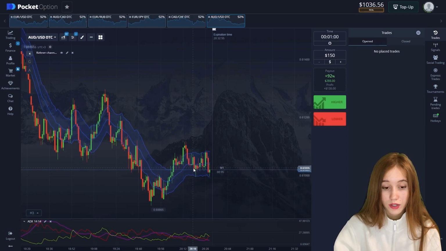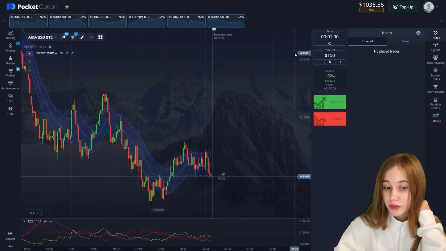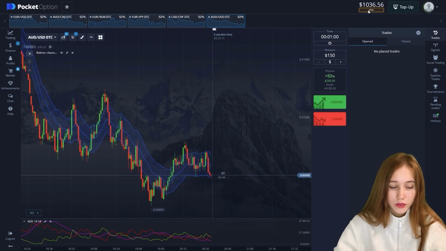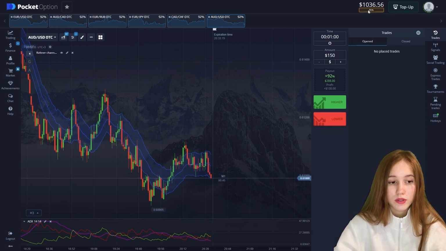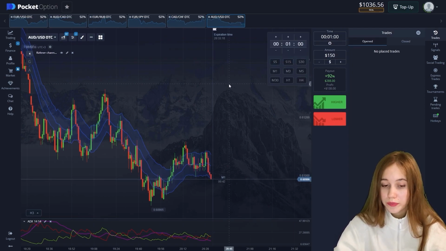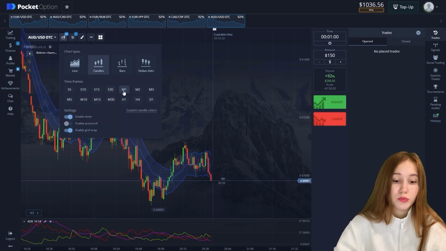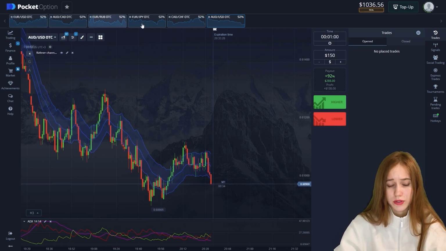So let's finish our trading session for today and let's sum it up. We started with a balance of $100 and now it's more than $1,000. It's very good. We increased our balance by 10 times. We used 1 minute time frame and we used the concept pairs with payout percentage more than 70%. It's very important.